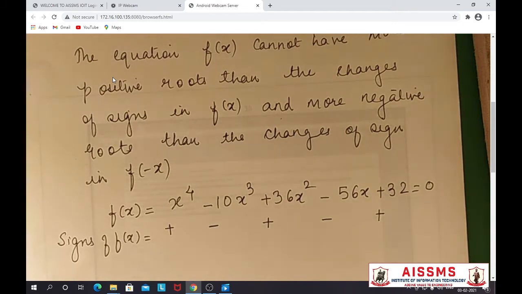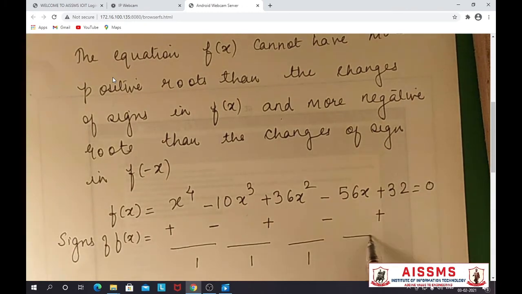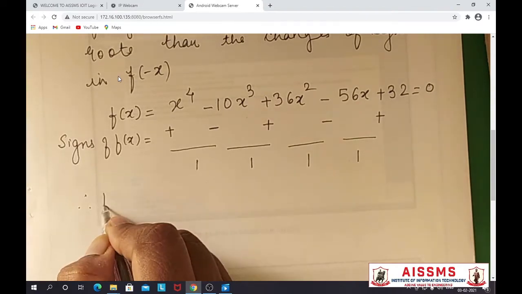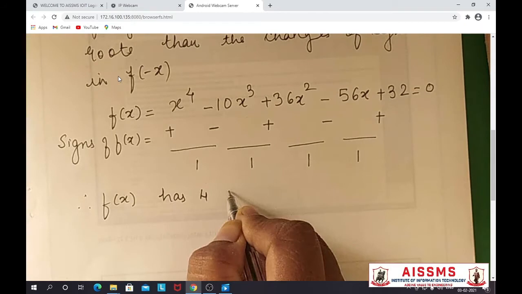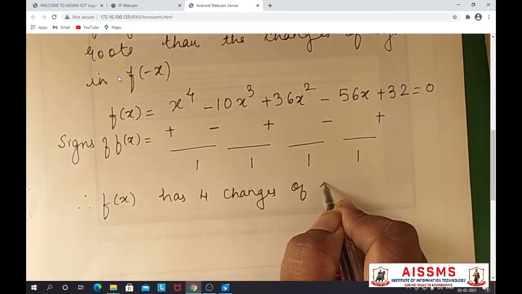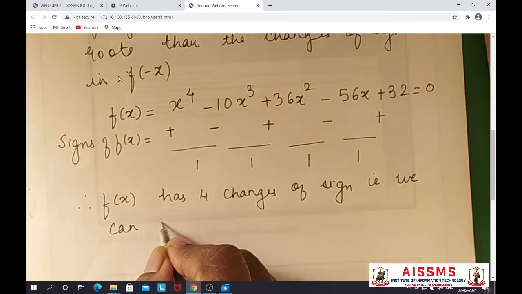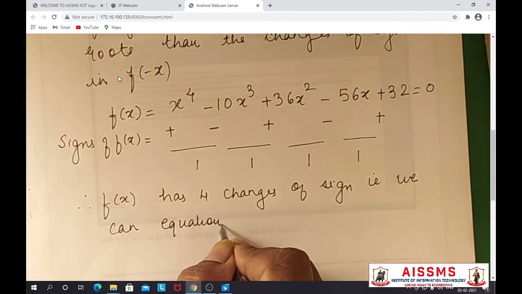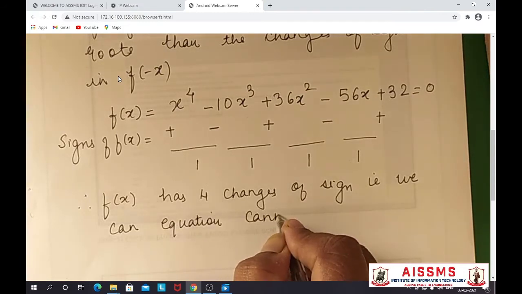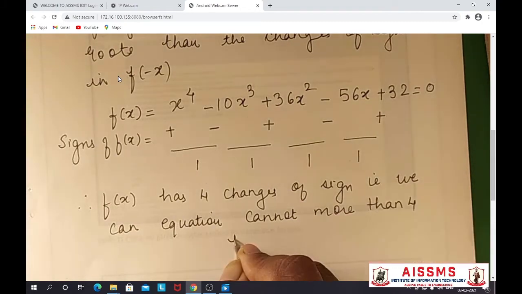Then we see the number of sign changes that take place. From positive to negative, there is one sign change. From negative to positive, there is one sign change. From positive to negative, there is one more sign change. And from negative to positive, there is one more sign change. Therefore, f of x has four changes of sign. That is, we can say the equation or the function cannot have more than four positive roots according to Descartes' rule of sign.